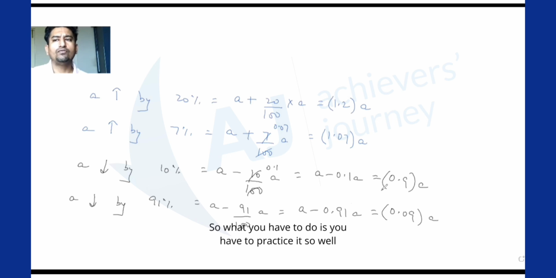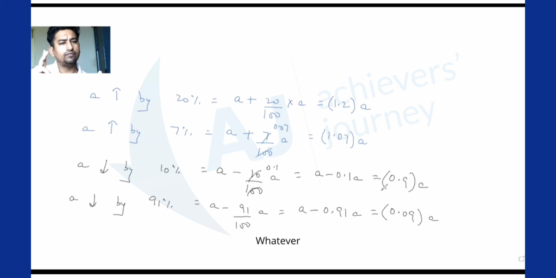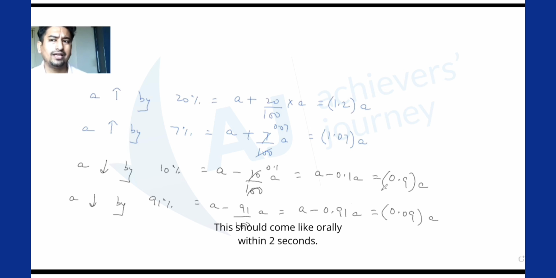So what you have to do is practice it so well that this comes orally to you, right? Whatever variable change they have given, I just read it and I directly get, okay, this would be the multiplying factor. This should come orally within 2 seconds, right?